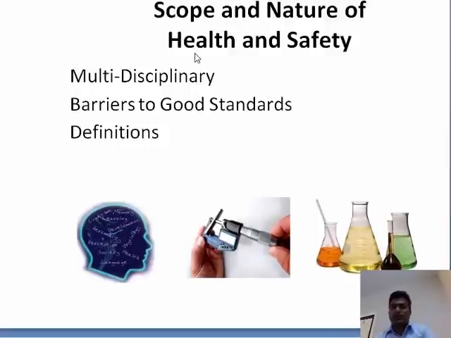In the first unit we will study the scope and nature of health and safety. What is the scope and what is the nature? The scope and nature of health and safety is multidisciplinary, barrier to good standard, and definition. We will first talk about multidisciplinary. What does multidisciplinary mean? That means in this we have to study both.